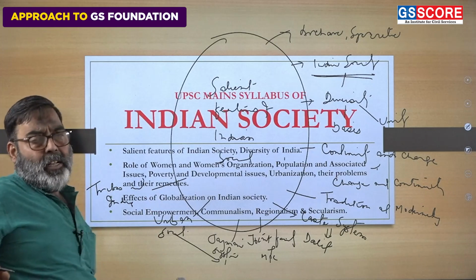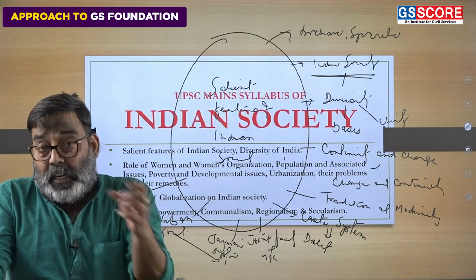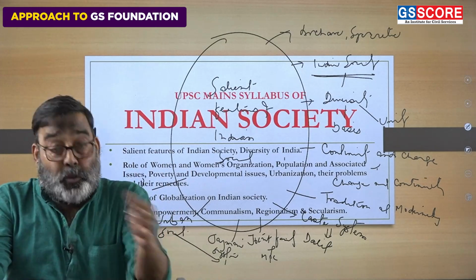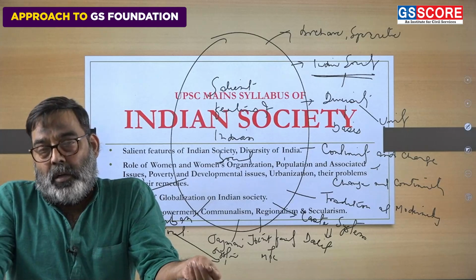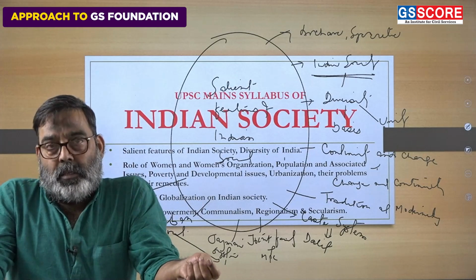What would be the debate here? Why is there a problem of definition of tribes? Article 366, clause 25, Article 342. So they ask the question: why are the tribes in India called Scheduled Tribes? What are the constitutional measures?